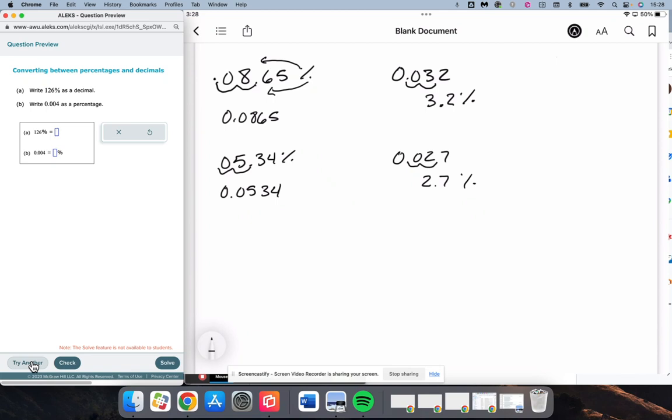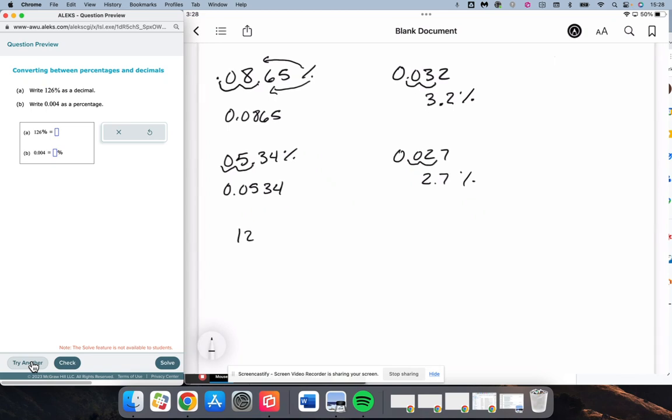And 126% as a decimal. Remember, we got to push those decimal points back into it. So two places to the left, 1, 2, we get 1.26.